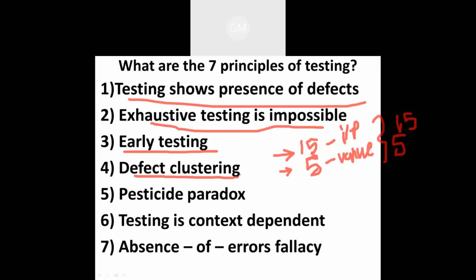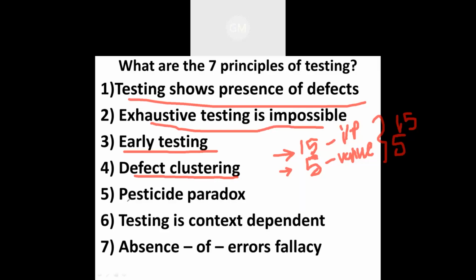Whenever you want to deliver any project, if one module is not properly connected or integrated into the given application, it is not going to work. So for that, defect clustering should be identified. That is the fourth testing principle.